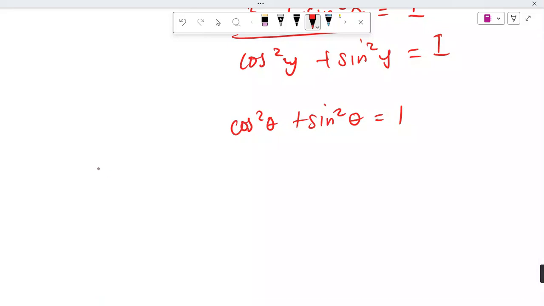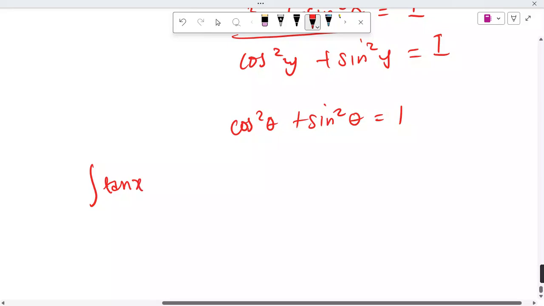So I'll write it here. The derivative of tan x is sec squared x. Don't forget plus c for the integral.